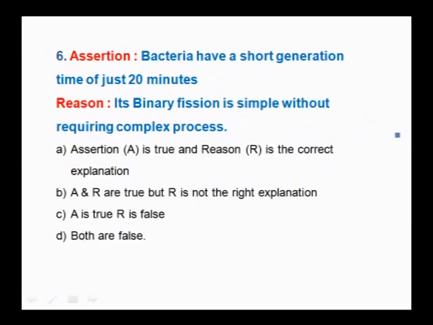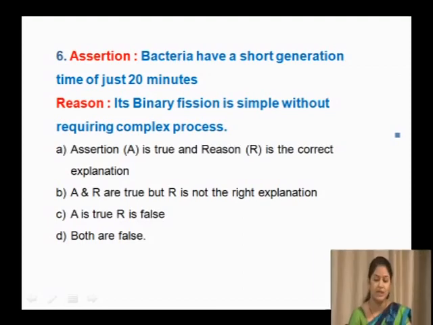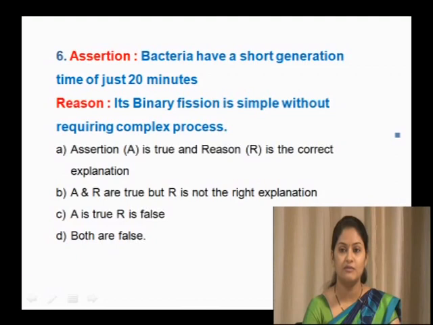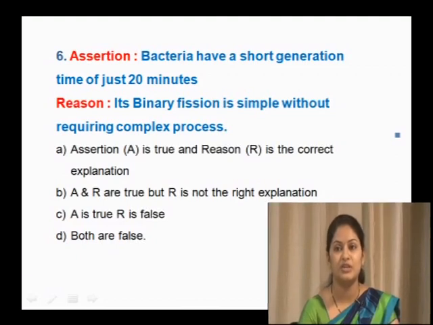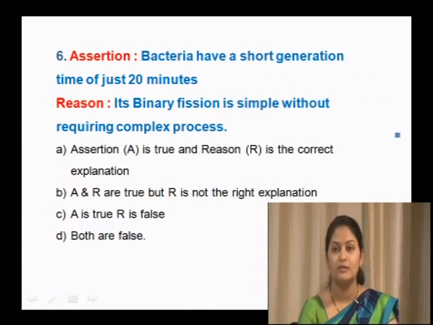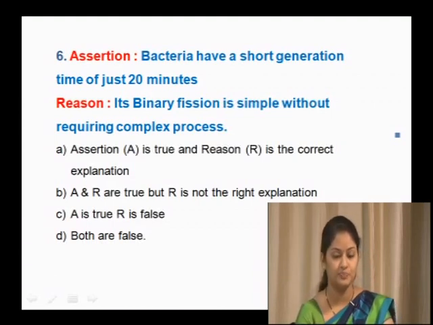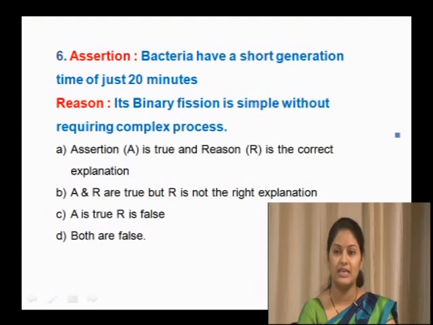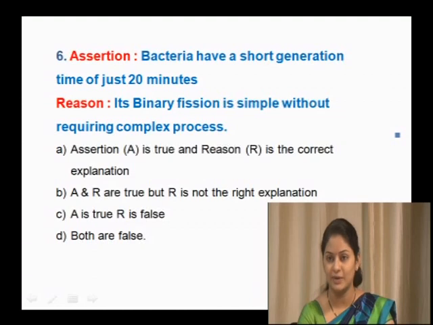Question 6. Assertion: Bacteria have a short generation time of about 20 minutes. Reason: Its binary fission is simple without requiring a complex process. So both are actually true. Now the assertion is, as you know, bacteria are simple prokaryotic cells which can divide every 20 minutes, and the kind of cell division followed by them is binary fission. And the reason for the assertion is very rightly said there.